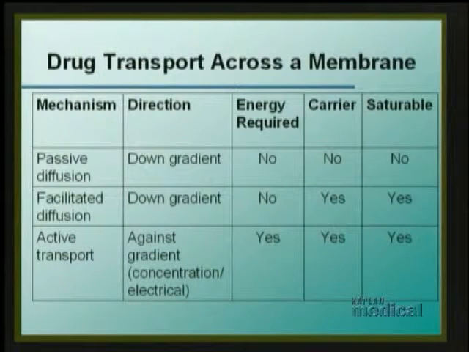Common to facilitated diffusion and active transport is the fact that there are carriers. And carriers, as you expect, are most often proteins. And there are only so many proteins per square inch of membrane, telling you that depending on how many molecules of drug there are, you may very well saturate those transporters. When you saturate those transporters, you would not be able to bring any further molecule across this membrane.